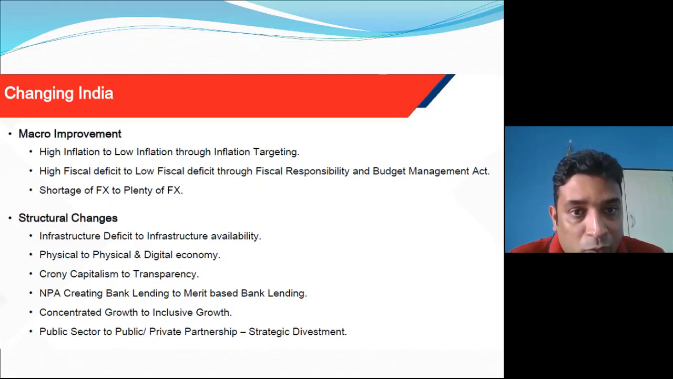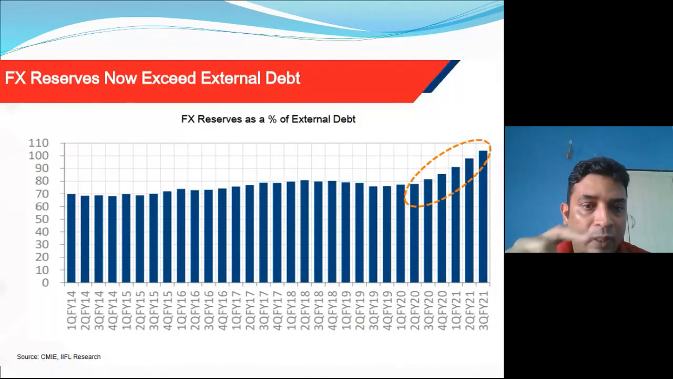Most of the companies work from home, and that has decreased their costs immensely. Secondly, since most companies have gone digital, they have better capacity utilization and operational efficiency, and as such, better collections are happening right now. So we have moved from crony capitalism to transparency, NPA-creating bank lending to merit-based bank lending, concentrated growth to inclusive growth, and public sector to public sector strategic partnership. Those are the strategic changes which have happened in India over the years, and that's a major data point.